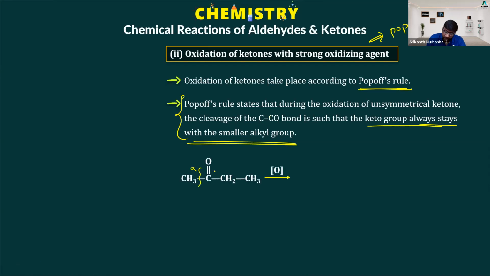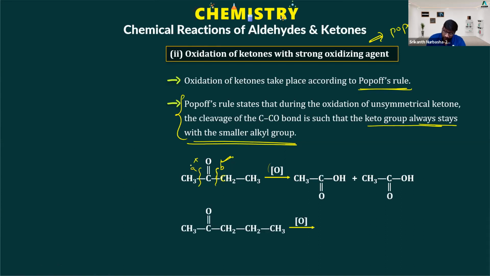Which bond is cleaved? A, B. Which bond will be cleaved? A. Read the statement again. C double bond O should lie with the smaller alkyl group. C double bond O should lie with CH3. That means the other bond has to be cleaved. B will be cleaved. And if it cleaves, you get CH3 C double bond O-H plus CH3 C double bond O-H. This bond cleaved, right? This carbon connected to two hydrogens. Again, oxidation occurred because a strong oxidizing agent is there. So you get this carbon also converted to C double bond O-H. This carbon also converted to C double bond O-H.